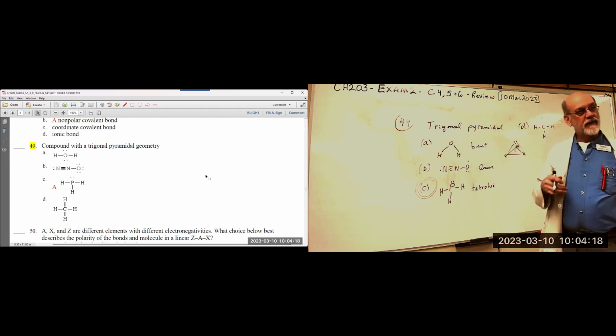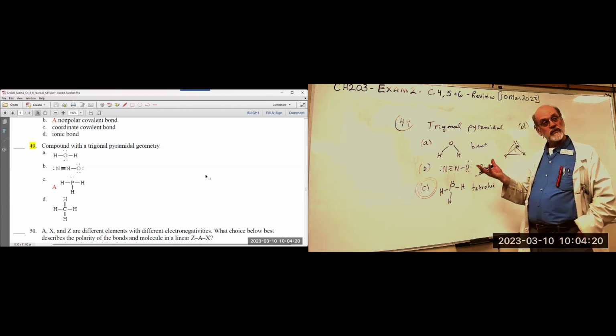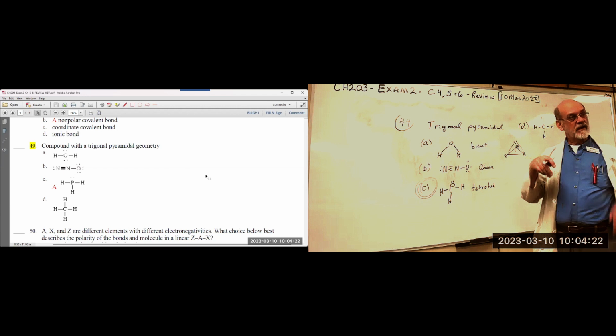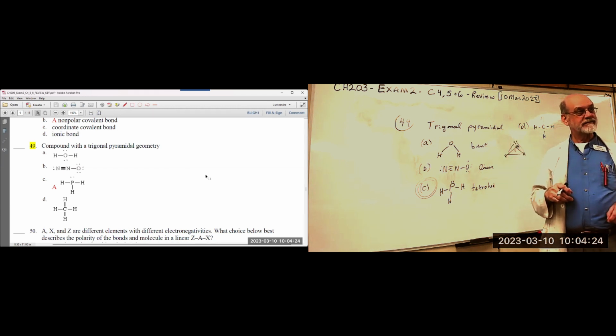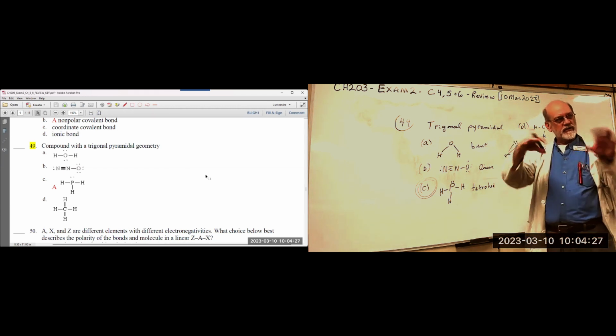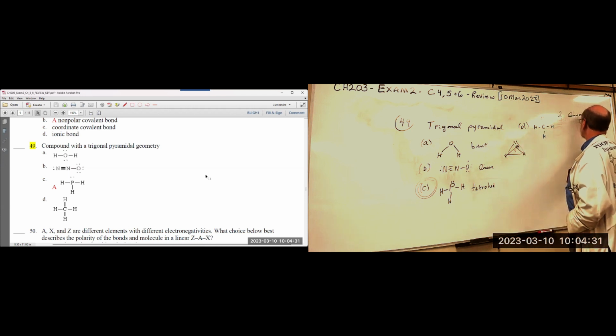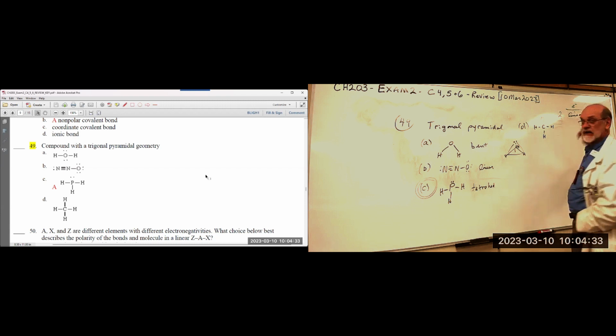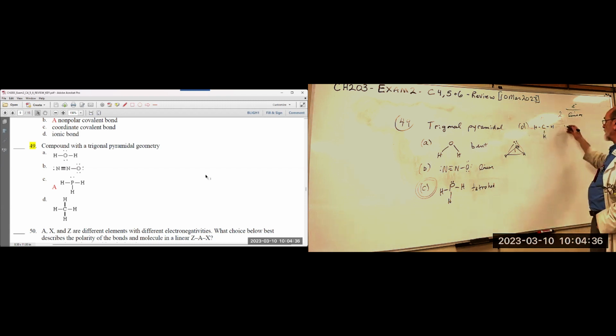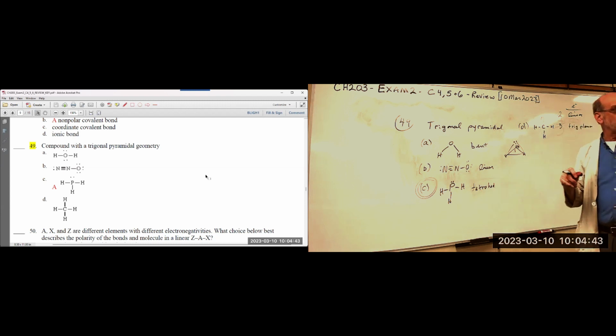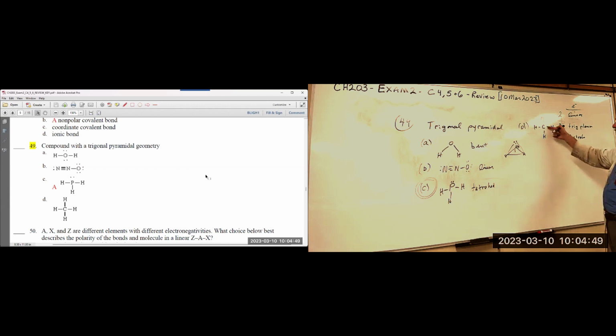If you have two groups around the central atom, it's going to be linear. They try to get as far apart from each other as possible. So two groups means linear. Now this is electronic structure. You have to do that first. If you have three groups, it's trigonal planar, which is another word for an isosceles triangle. If it's four, you have tetrahedral, like this one.